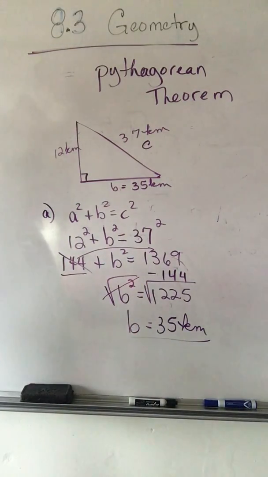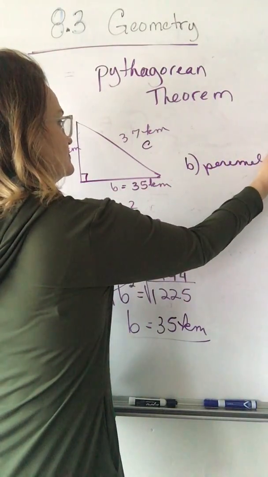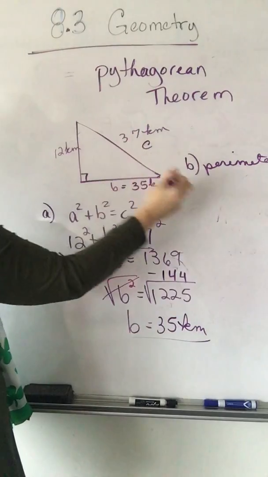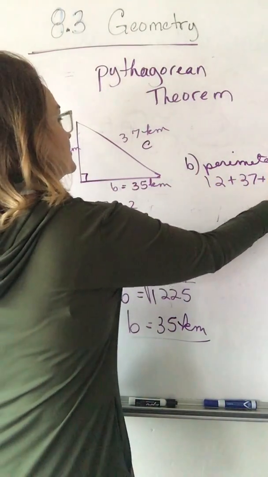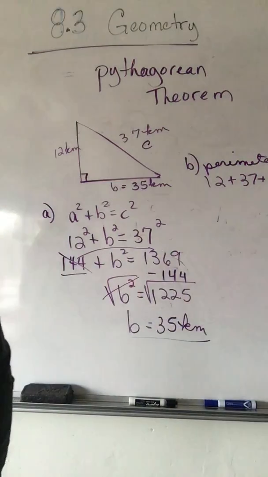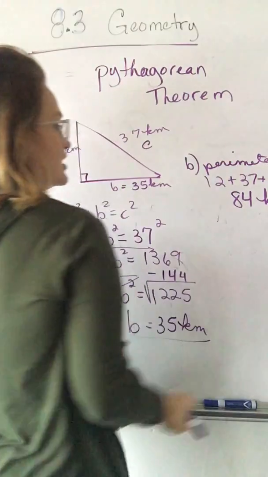So next I'll do the perimeter. Perimeter is the distance around the figure. So it's just adding the three sides. So 12 kilometers plus 37 kilometers plus 35 kilometers. And it'll be in just regular kilometers, linear units, so it's 84 kilometers.